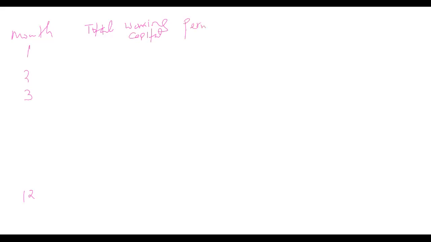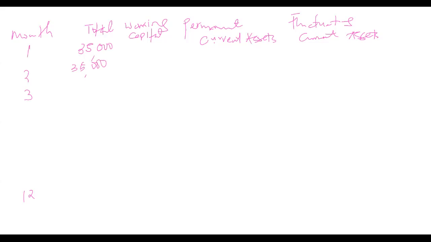I can have here permanent current assets, and fluctuating or seasonal current assets. So month 1, the total working capital is 5,000. Month 2, that is February, 35,000 also. Month 3, 52,500. And December, 52,500. You need to fill up all the others.